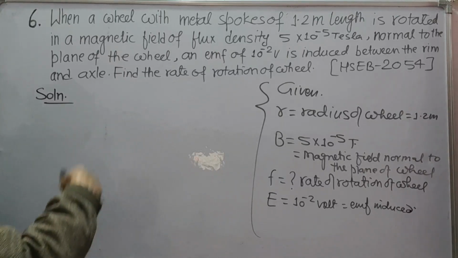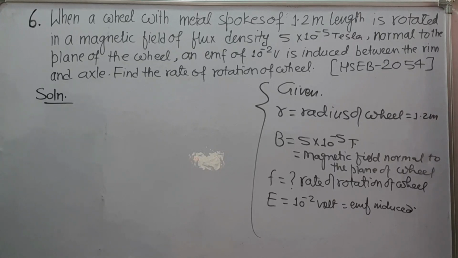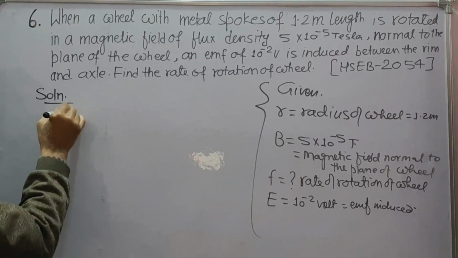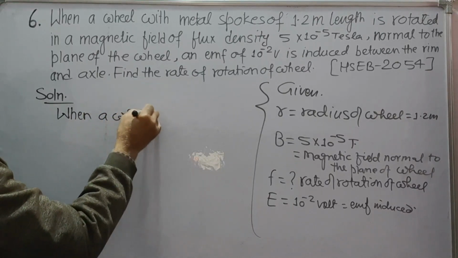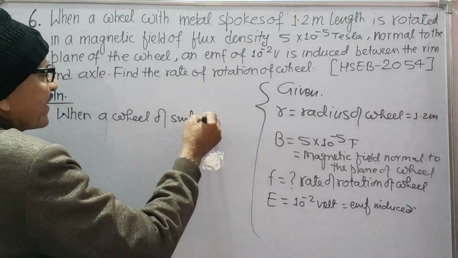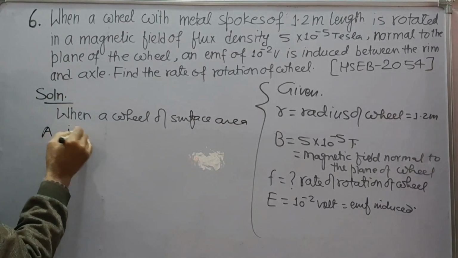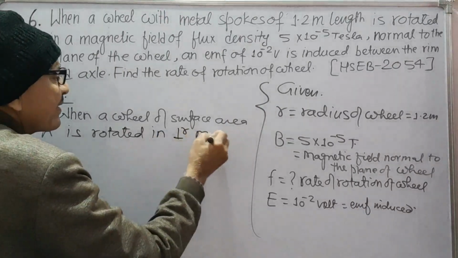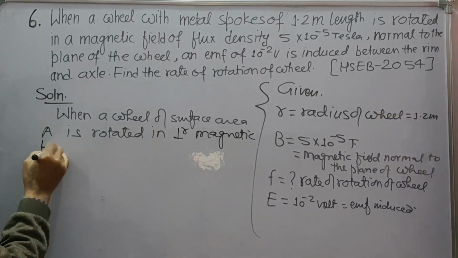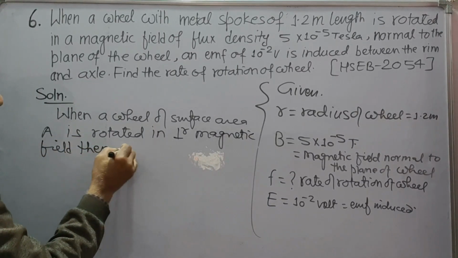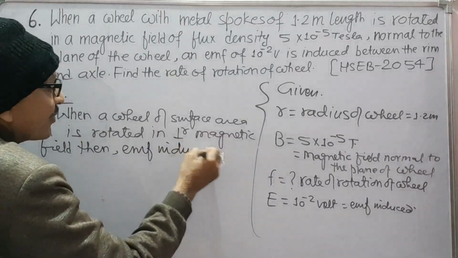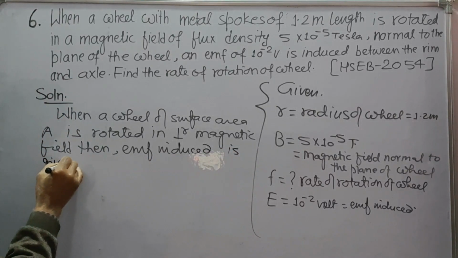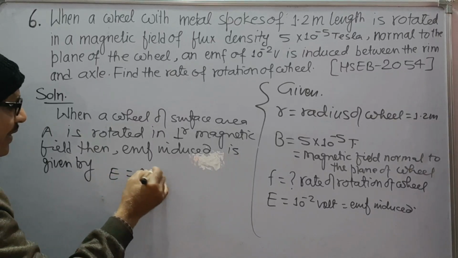We know that when a circular wheel of surface area A is rotated in a perpendicular magnetic field, then EMF induced is given by E is equal to A B into F.